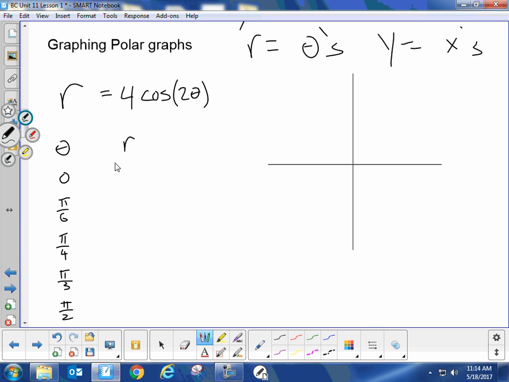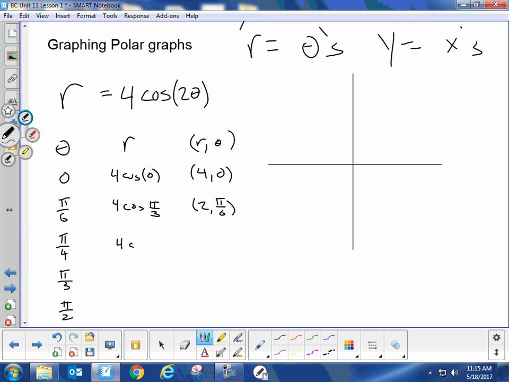We plug these in to find r, so I have 4 cosine 2 times 0 is just 0, cosine of 0 is 1, and then I list my r comma theta in the opposite order. Cosine of 0 is 1 times 4 is 4, comma 0. Okay, let's find the other points. I'm going to do this quickly. You guys are going to do a couple more in a second. This is 4 cosine 2 times pi over 6 is pi over 3. The cosine of pi over 3 is a half times 4 is 2. So this is 2 comma. Don't use the changed angle. Use the original angle, pi over 6.